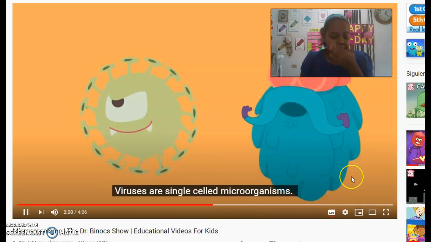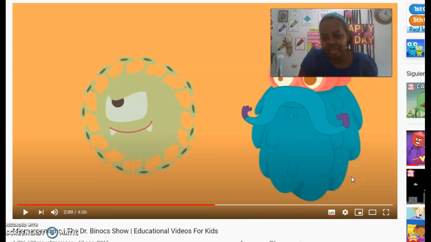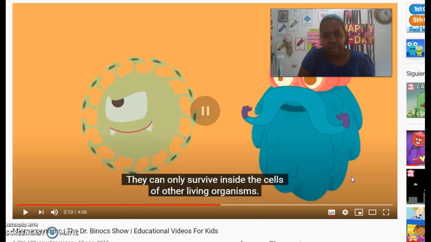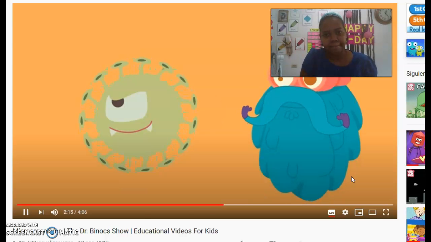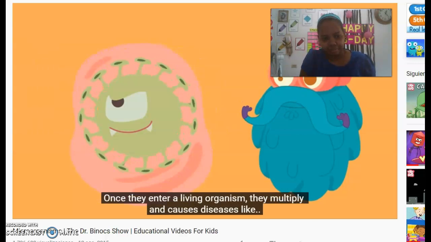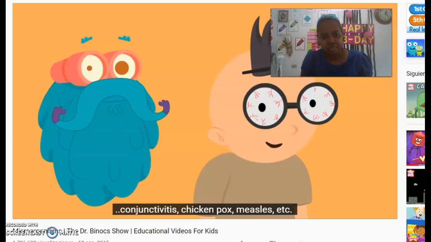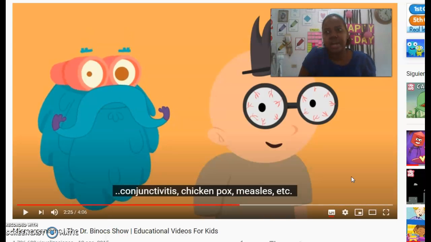Viruses are single-celled microorganisms. These organisms, the viruses, are the ones that are not healthy for our body. They are very dangerous. They can only survive inside the cells of other living organisms. Once they enter a living organism, they multiply and cause diseases like conjunctivitis, chickenpox, and other diseases.